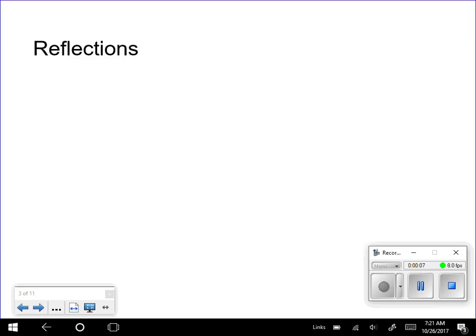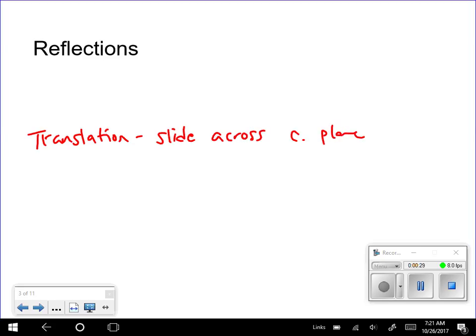Today we are going to be looking at reflections. Reflections are a little bit different than translations. Translations, remember, we were sliding a congruent figure across the coordinate plane. A reflection, the word we want to think about when we see reflection is flip. We're going to flip a congruent figure across an axis. So we're going to be working specifically with flipping it across the x-axis and across the y-axis.